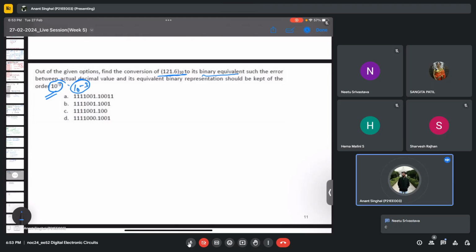Okay, so I've got one answer as C. Let's wait for one or two answers and then I'll also solve. You need to keep in mind that you need to keep the error in the order of 10 raised to the power minus 3. If the error is more, then you need to check it.